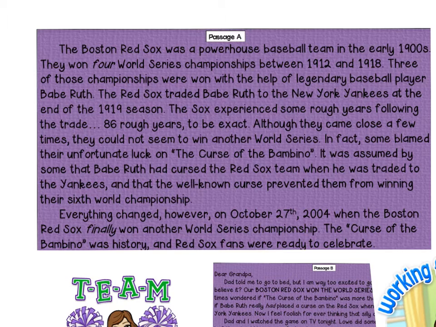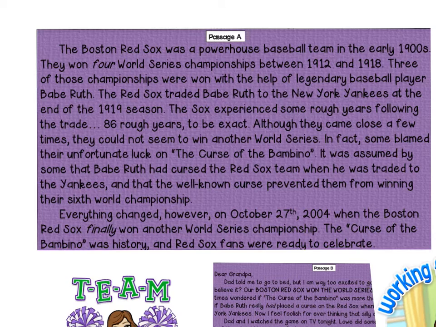The Boston Red Sox was a powerhouse baseball team in the early 1900s. They won 4 World Series championships between 1912 and 1918. 3 of those championships were won with the help of legendary baseball player Babe Ruth. The Red Sox traded Babe Ruth to the New York Yankees at the end of the 1919 season. The Sox experienced some rough years following the trade. 86 rough years to be exact. Although they came close a few times, they could not seem to win another World Series.